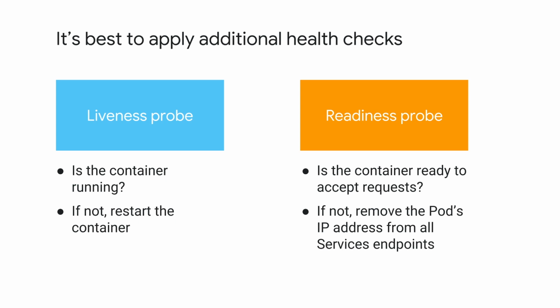If a readiness probe fails, the pod's IP address is removed from all service endpoints by the endpoint controller. These probes can be defined using three types of handlers: command, HTTP, and TCP, to allow you to perform different types of diagnostic probe tests.